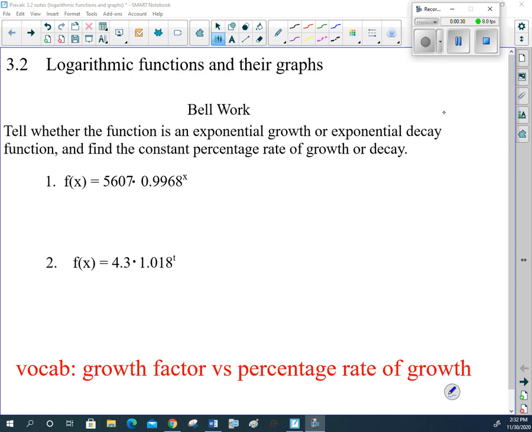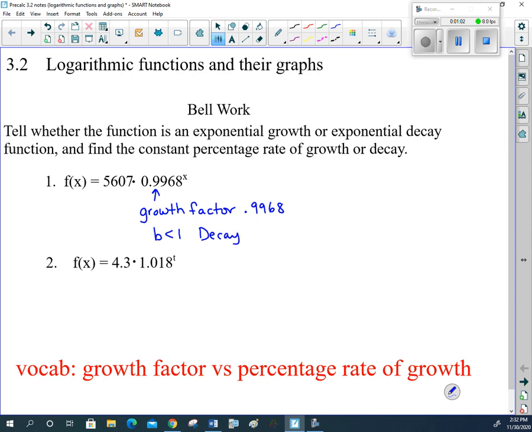Like on question number 1, it says tell whether the function is an exponential growth or an exponential decay, and then find the constant percentage rate of growth or decay. Well, on this one, this is your growth factor, that's what the B value is. The growth factor is 0.9968, and this one is a decay because B is less than 1.